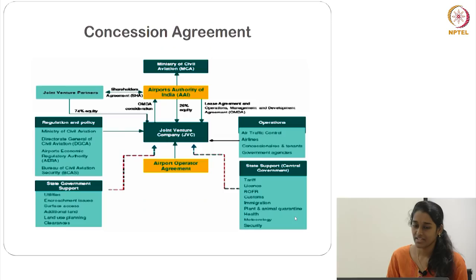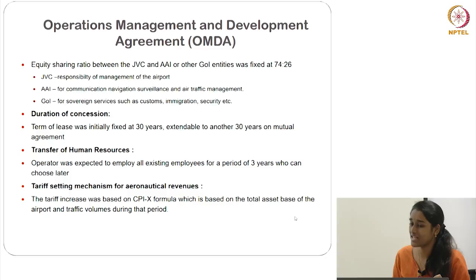The first one is the operations management and development agreement. The concession agreement consisted of many; this was one. In this, they mainly focused on equity sharing ratios between JVC, AA, and other GOA entities which are present there, and they assigned responsibilities for each. It also included the duration of concession, which is initially fixed at 30 years, but can be extended based on requirements for another 30 years.